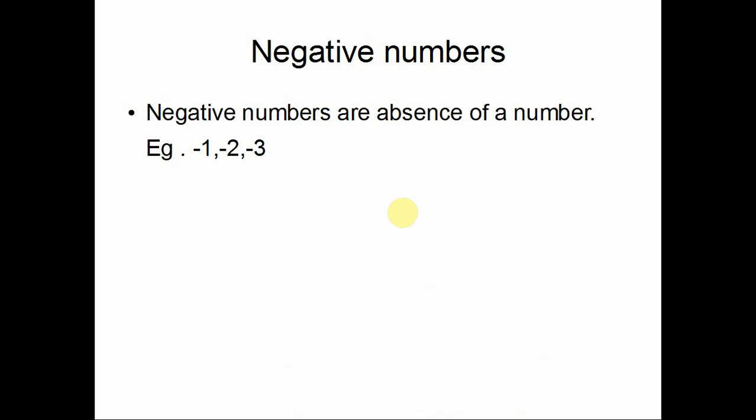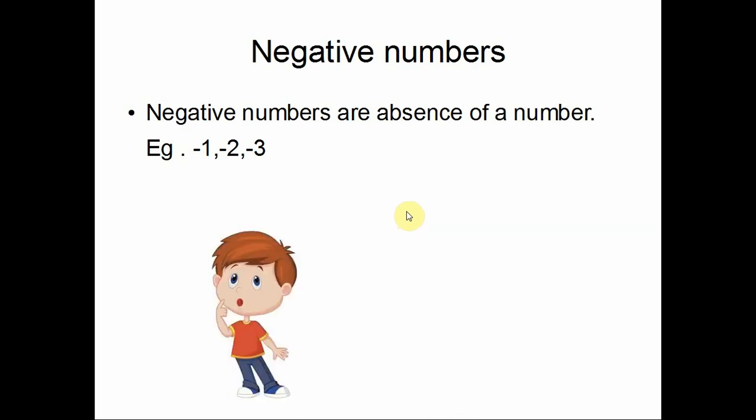Now let's come to the concept of negative numbers. Negative numbers are basically the absence of a number. You denote a negative number by having a minus sign before your number, and this means that it's missing 2 of whatever it is. I can illustrate this with an example.